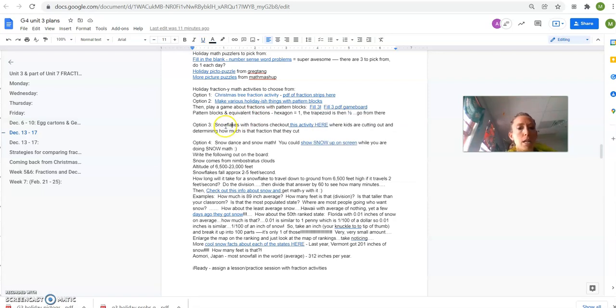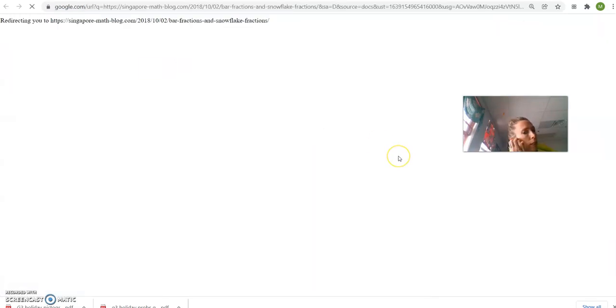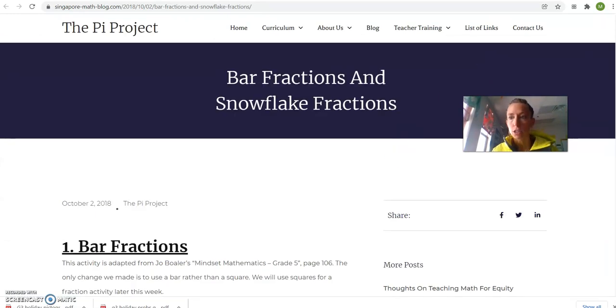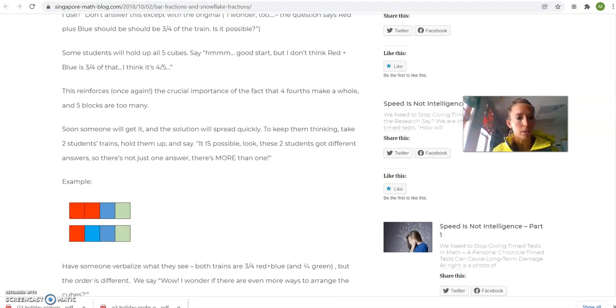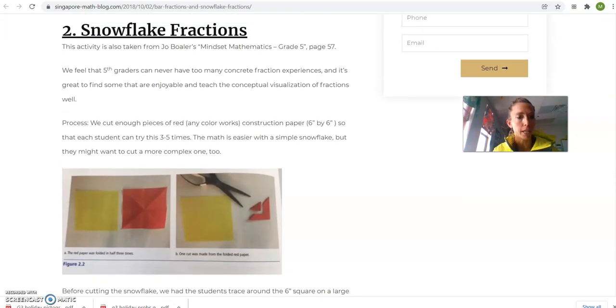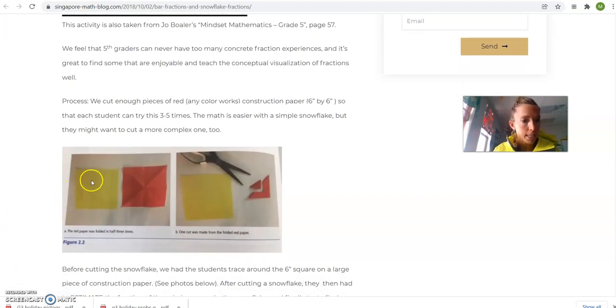Okay, option 3, snowflakes with fractions. You could check this out. This activity right here I thought was really cool. They are starting with a square, so you can read through and see. But if I come down here to number 2, snowflake fractions, here is them, and they're making their folds, and then they're making one cut.